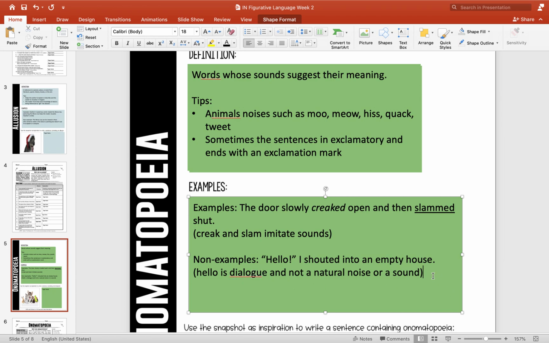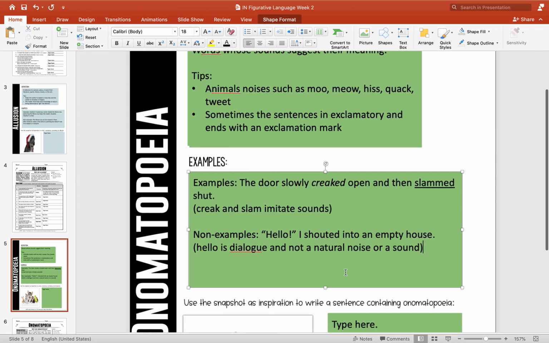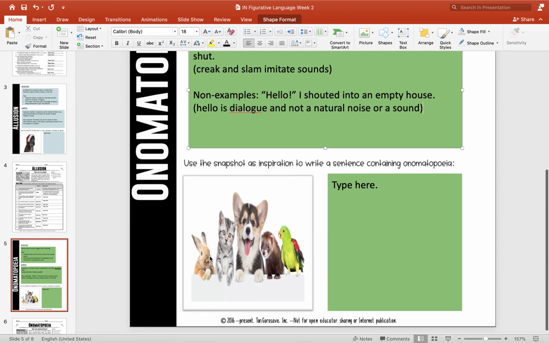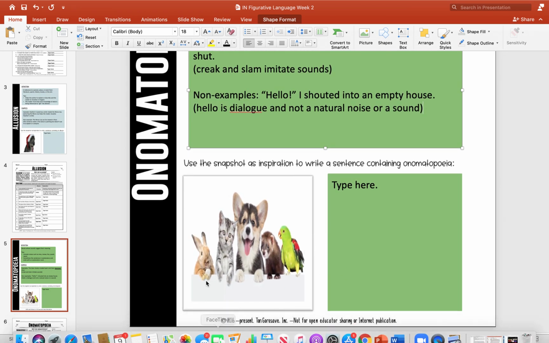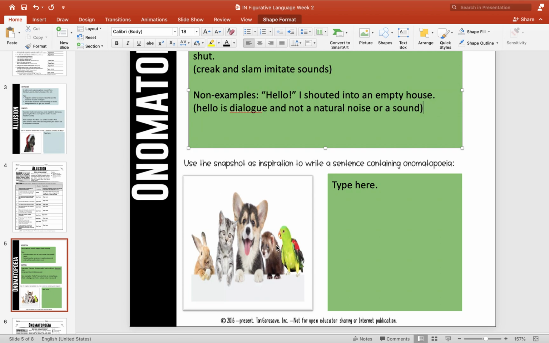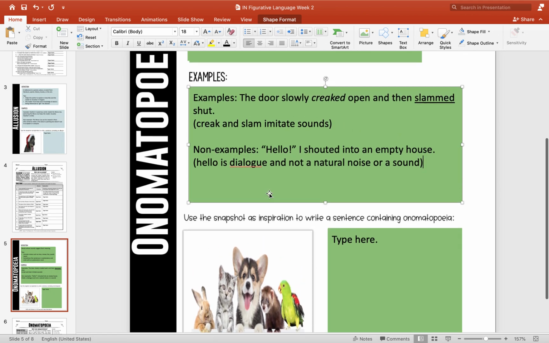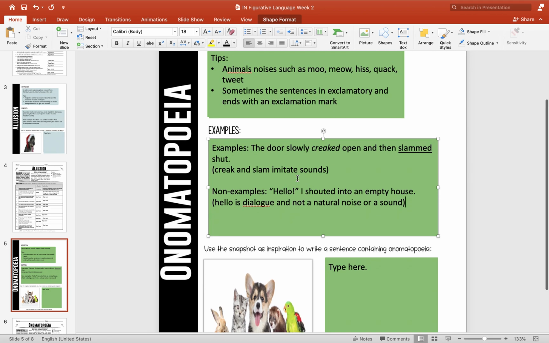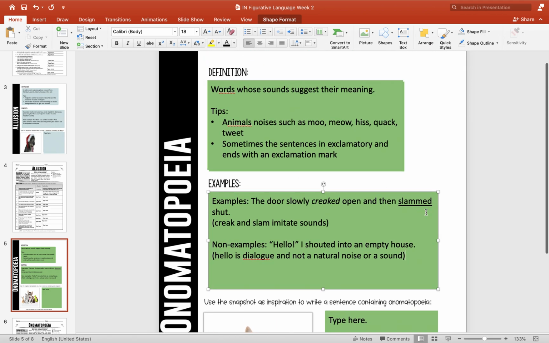All right. And then I gave you guys this picture down here, and you can use any of them. So you've got a bunny, a cat, a dog, I don't know what this thing is, and a parrot. I don't care if you use all of them or just one of them, but you guys are going to create your own onomatopoeia sentence with this picture somehow. Okay, I'm going to zoom out for just a second so you can take a screenshot if needed.